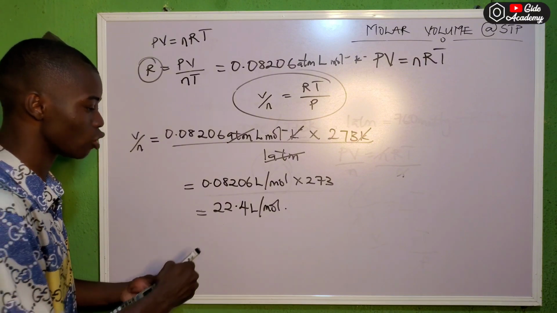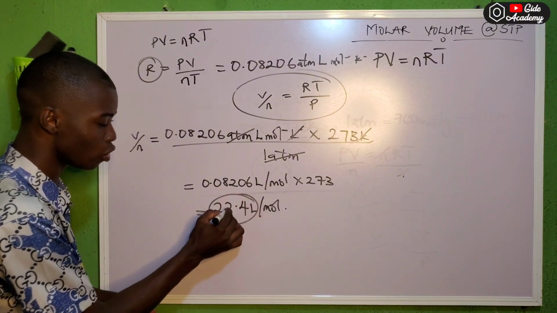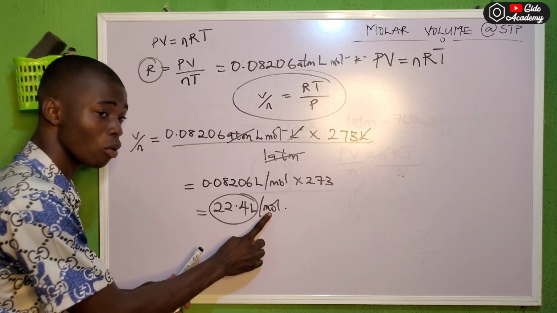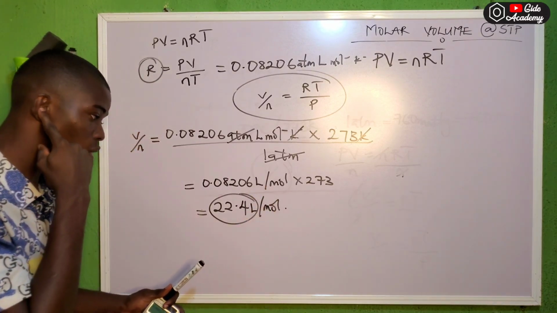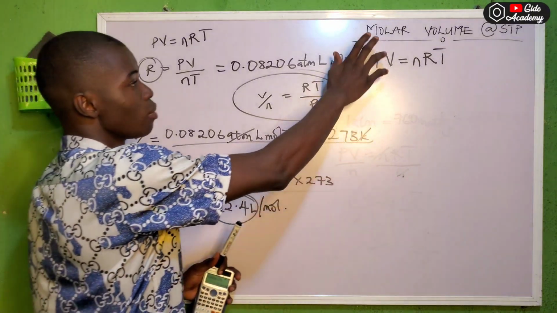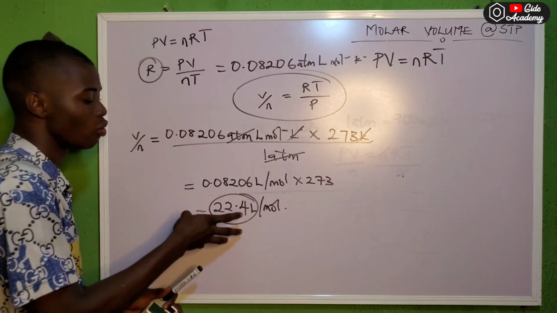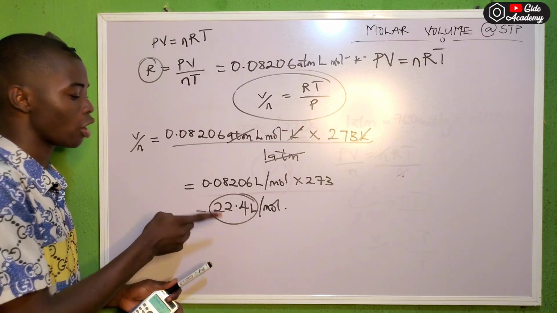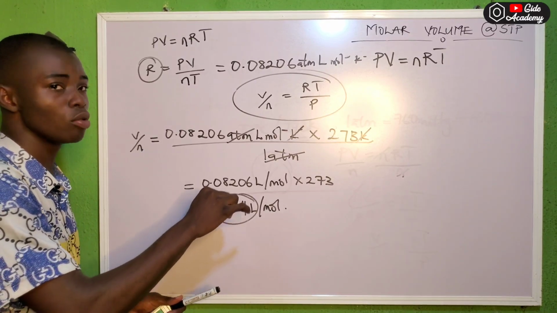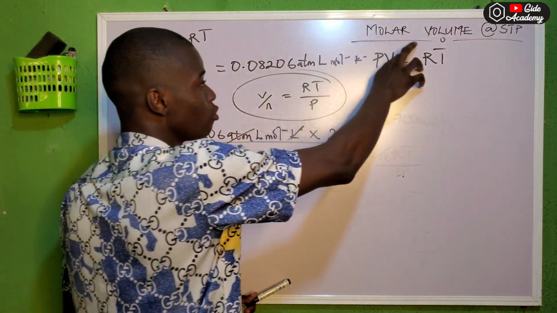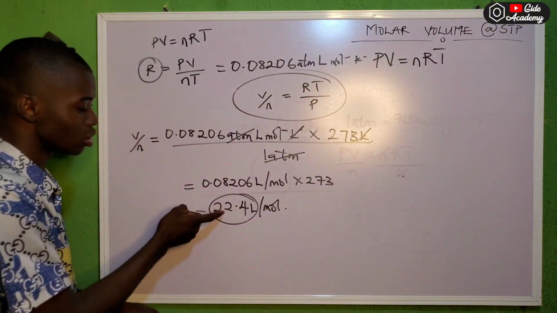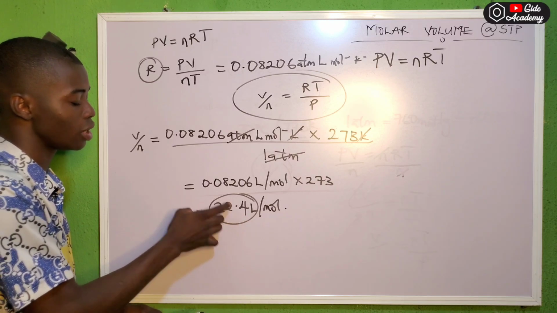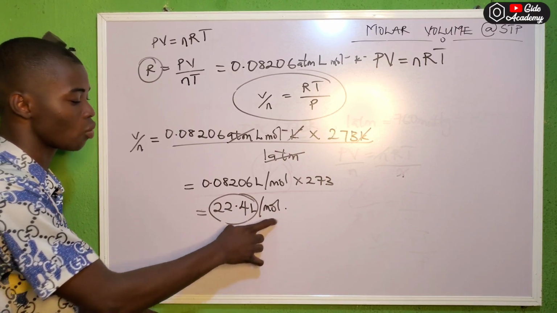So the volume of a gas that is occupied by 1 mole is 22.4 liter. Any question that is given to you using molar volume of a gas at STP, you are expected to use this in solving. So a question might come in this format again: what is the molar volume of a gas at STP? The molar volume of a gas at STP is 22.4 liters. So 22.4 liter of a gas is equal to 1 mole.